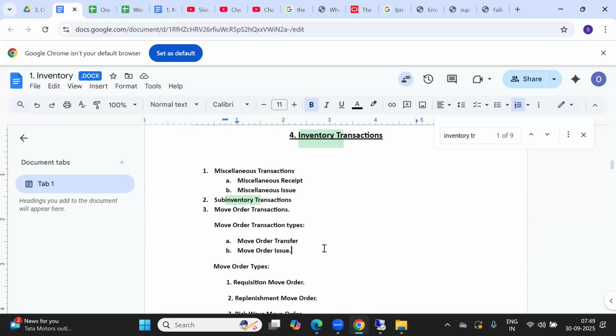And again, you can see here transfer. When you say transfer, there are three things we found: receipt, issue, transfer. Transfer is just moving an item from one place to another. Receipt means you are increasing the quantity. Issue means you are decreasing the quantity. Transfer means you are moving the quantity from one place to another.